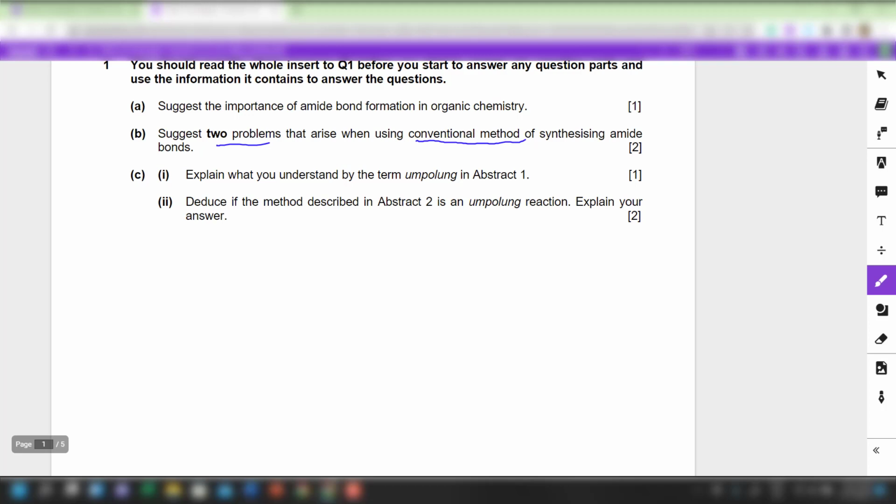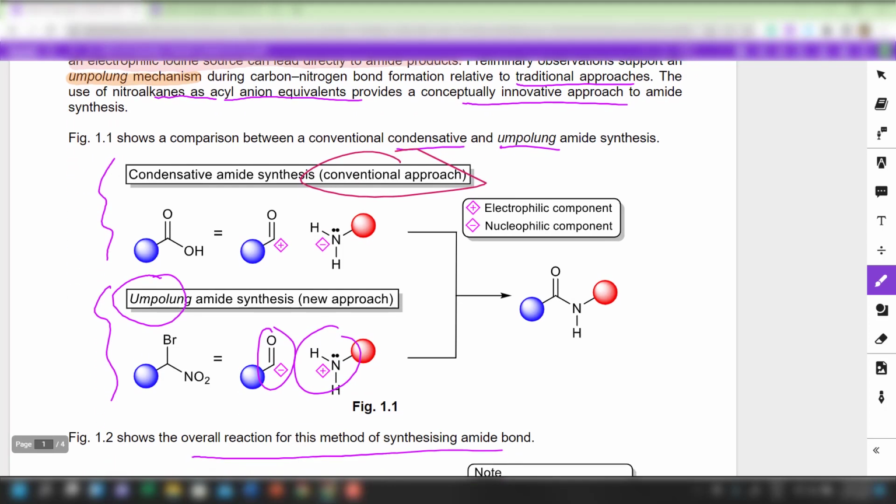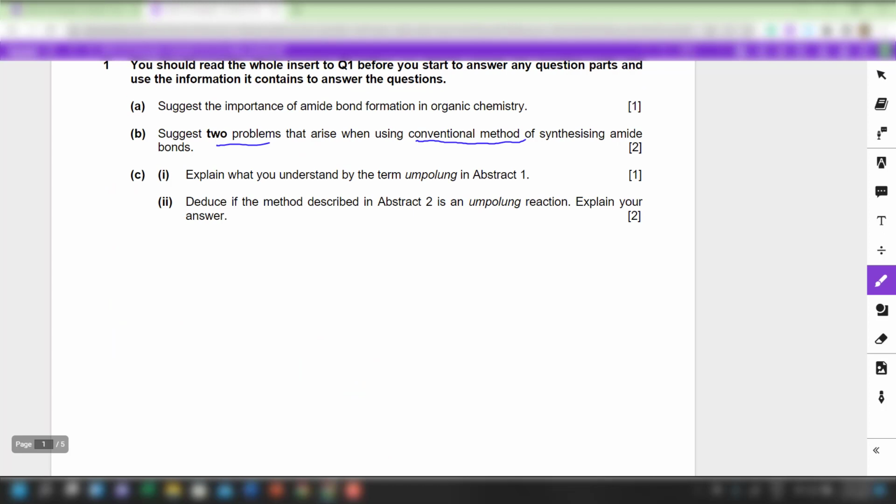So I think just now when I was going through figure 1.1, I kind of mentioned what exactly Umpolung is. Basically it's the reversal in polarity between the two key reactive centers. In the condensative approach, the carbonyl carbon is usually the electron deficient site, and the nitrogen of the amine group is the electron rich site. But for an Umpolung approach, the carbonyl group will be the electron rich site, so it will be carbanion-like, and then the nitrogen group will be the electron deficient site. So that's the meaning of Umpolung, reversal in polarity.